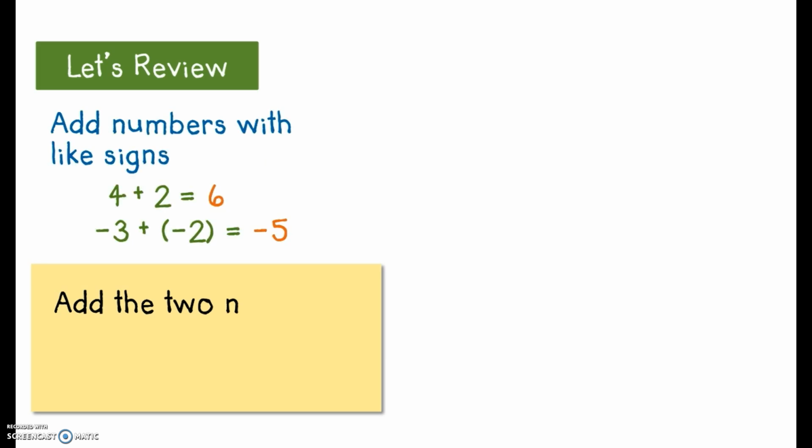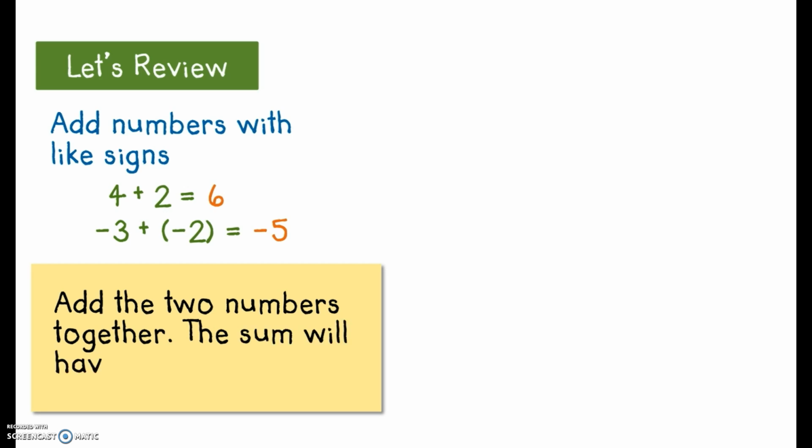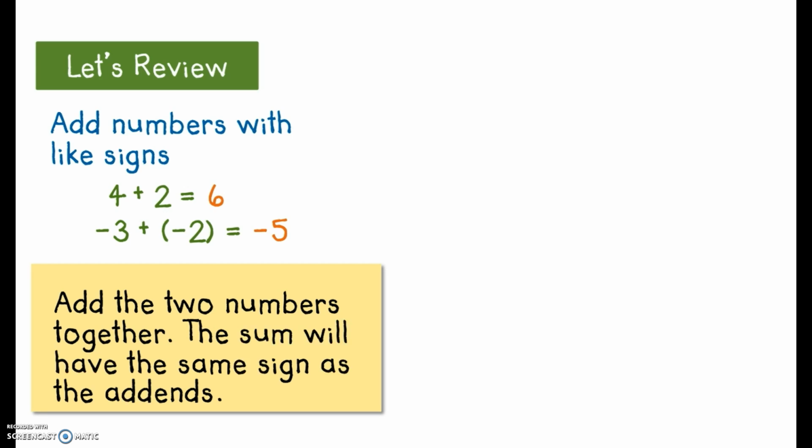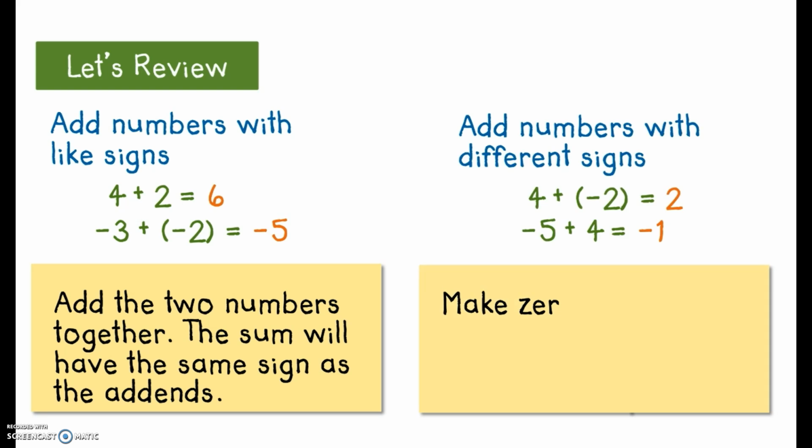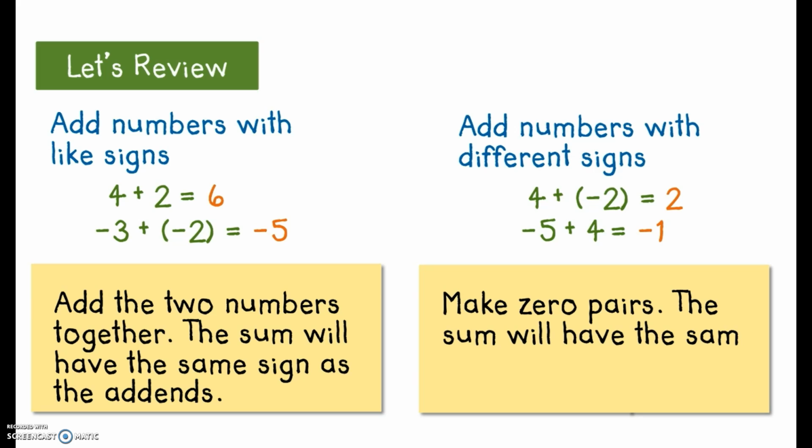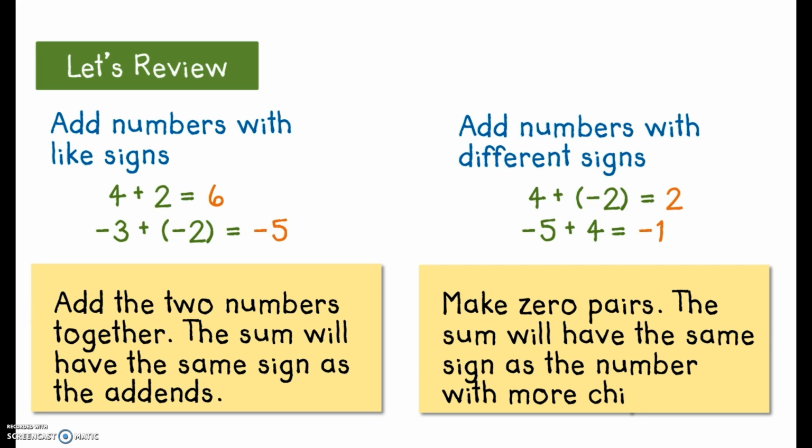Let's review the rules for adding integers. When we add numbers with like signs, we add the two numbers together. The sum will have the same sign as the addends. When we add numbers with different signs, we make zero pairs. The sum will have the same sign as the number with more chips.